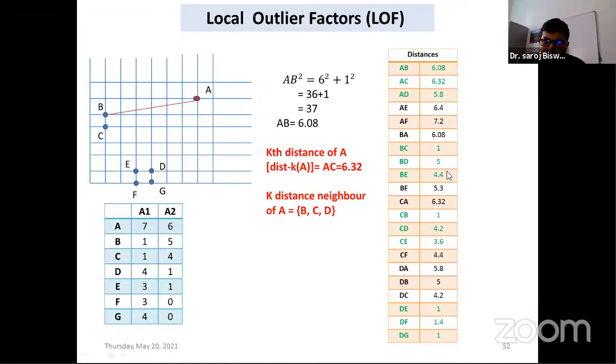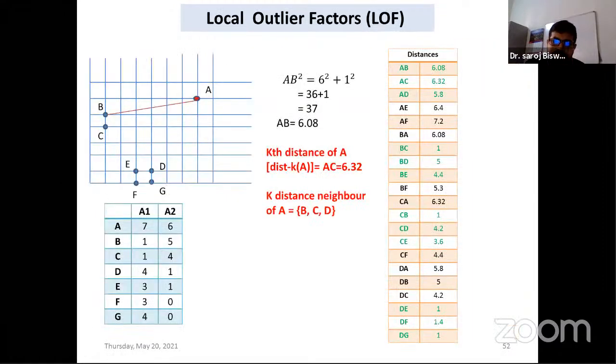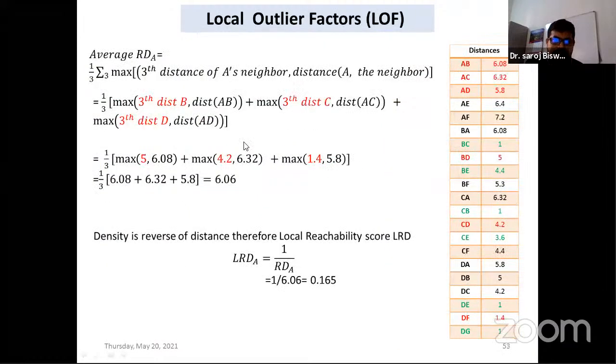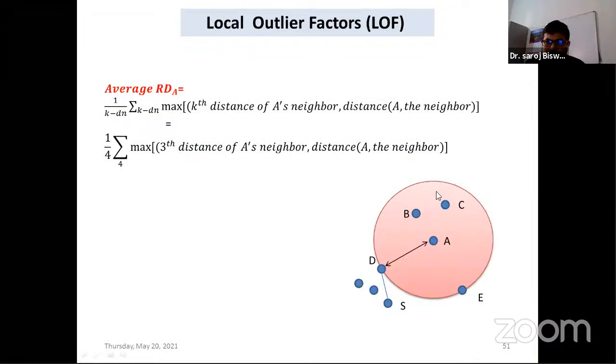So now we have calculated the different distances, right? Now we have to keep all those things in equations. If we want to calculate the average reachability distance of A, the equation becomes 1/3 summation of 3. Try to understand: in this case, the K distance neighbors for A number only 3, right? Don't misinterpret this with the earlier diagram, where we made the circle and had 4 observations within it. That's why I wrote 1/4 there.